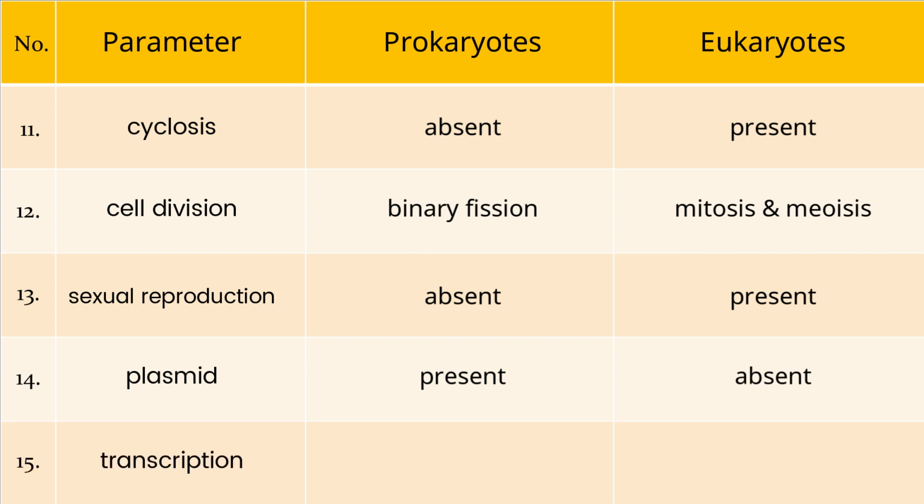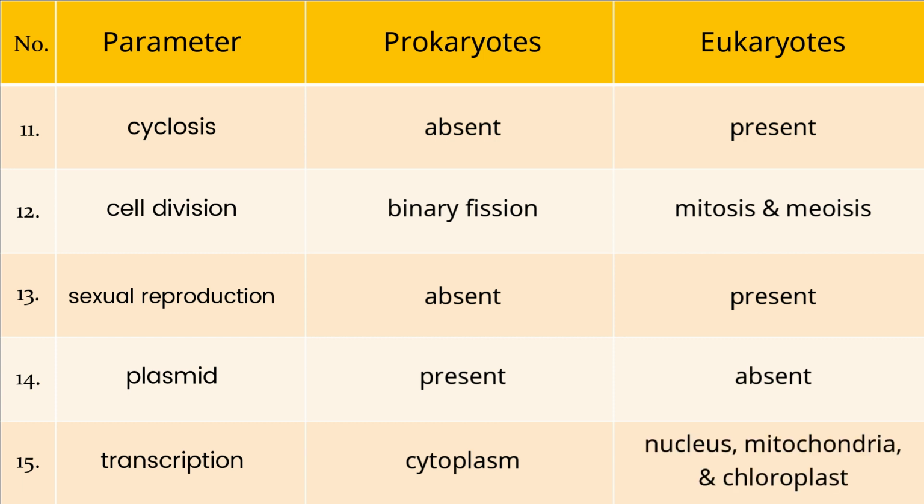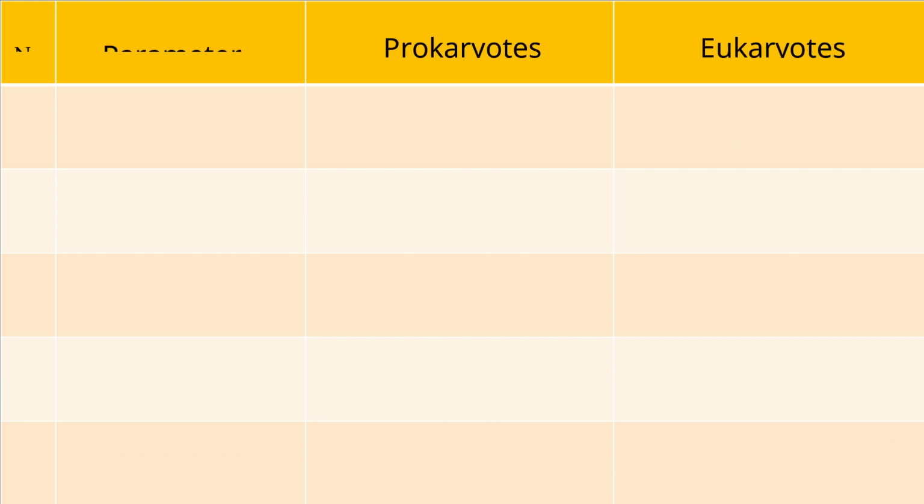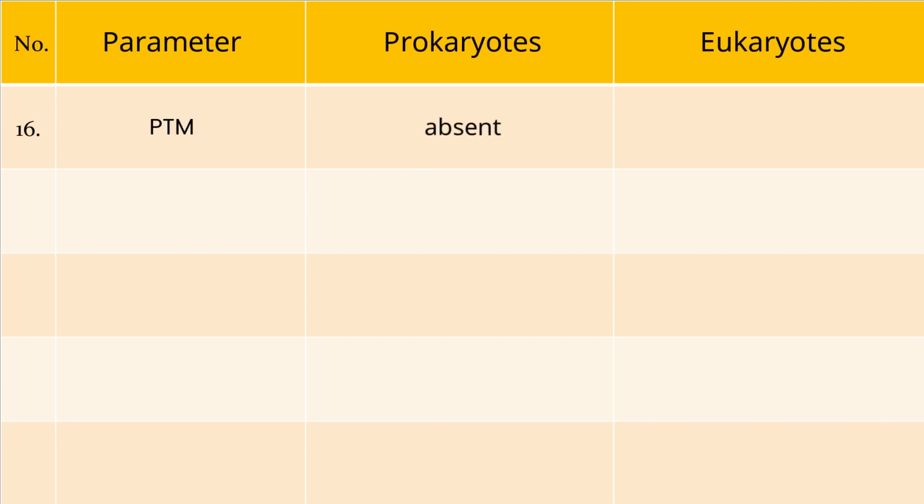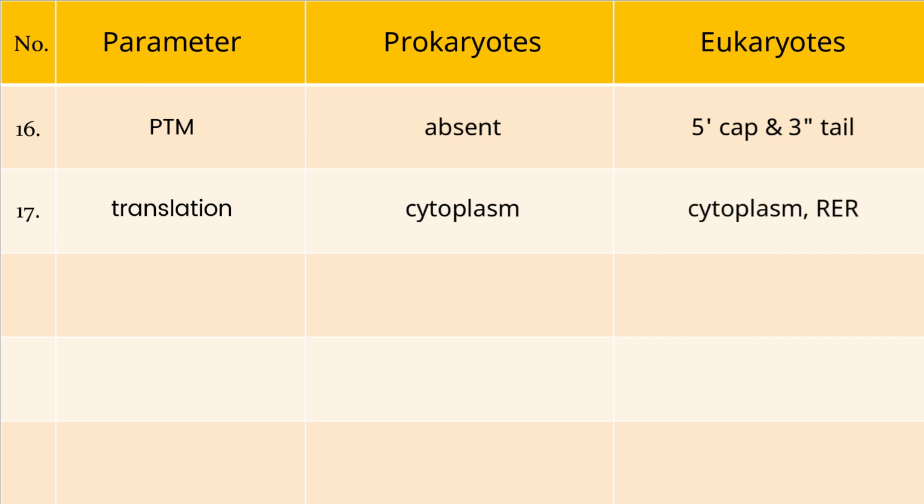Transcription in prokaryotes takes place in cytoplasm. In eukaryotes, transcription can take place in nucleus, mitochondria, and chloroplast. There are no post-transcriptional modifications in prokaryotes. In eukaryotes, addition of cap at 5' end and addition of tail at 3' end occurs. Translation occurs in cytoplasm in case of prokaryotes, while in eukaryotes it occurs in cytoplasm in association with rough endoplasmic reticulum and can take place in mitochondria and chloroplast as well.